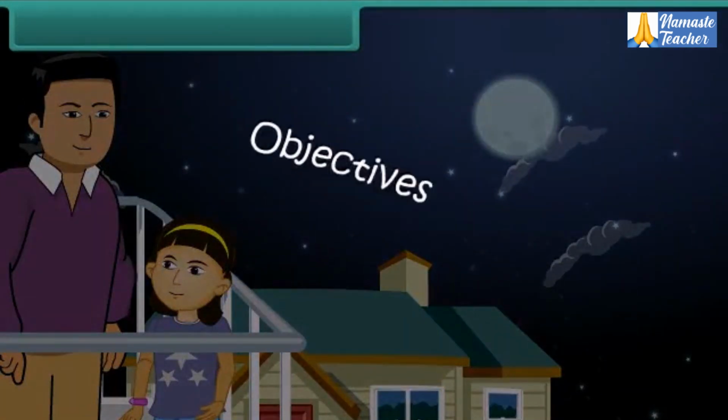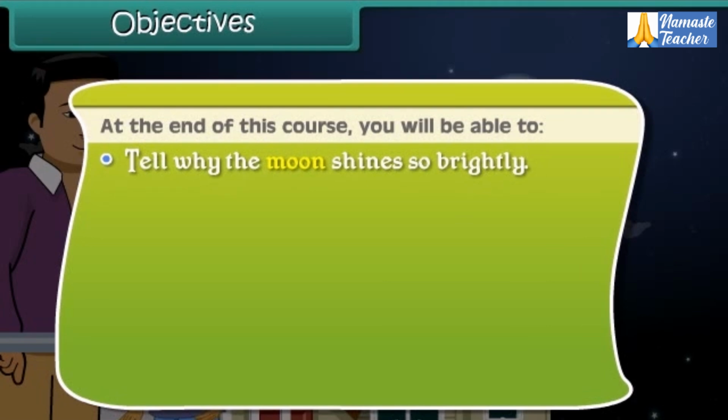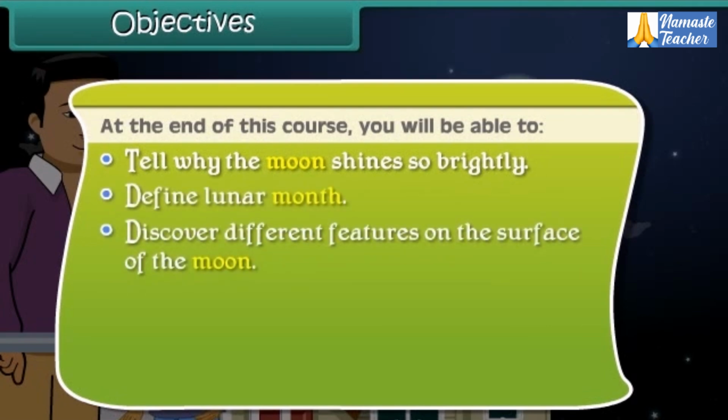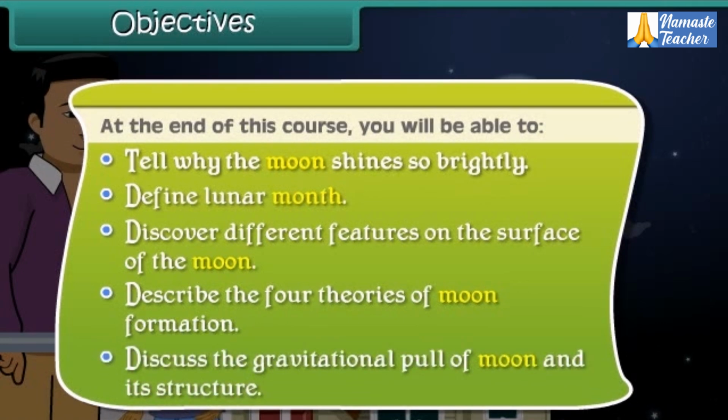Objectives. At the end of this course, you'll be able to tell why the moon shines so brightly, define lunar month, discover different features on the surface of the moon, describe the four theories of moon formation, discuss the gravitational pull of the moon and its structure.